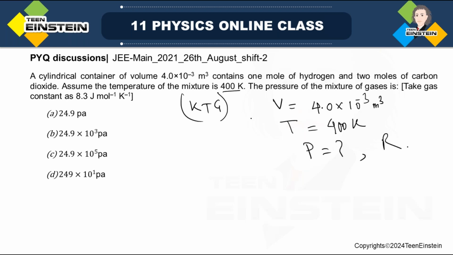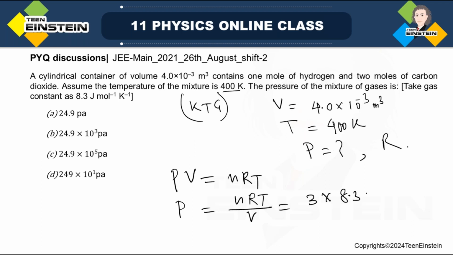So see, in this case, we'll write down the ideal gas equation. PV is equal to nRT. So P will be nRT by V. Look, this n is 3 mole, R is given as 8.3, T is given as 400 Kelvin, divided by V, which is given as 4.0 into 10 to the power minus 3 meter cube. Okay, so from here we'll be able to solve it. Let us try to solve this.